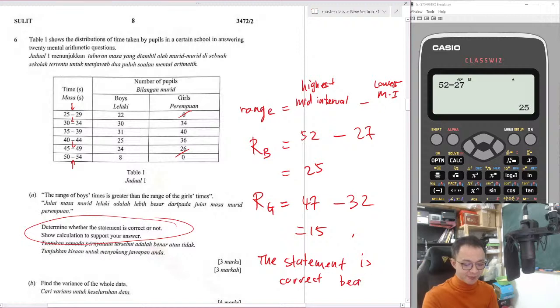Then I will say the statement is true or correct, because 25 is bigger than 50. Something like that. You can write any sentence to prove that the statement is correct here.